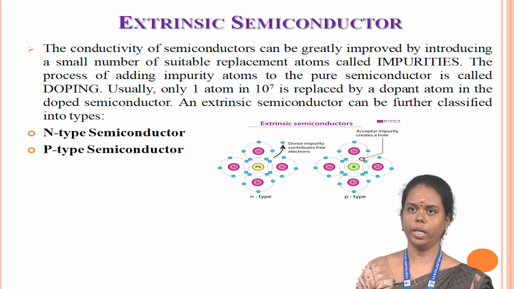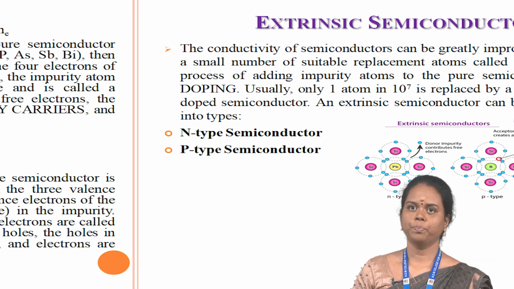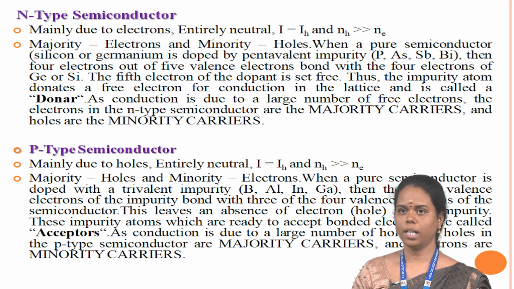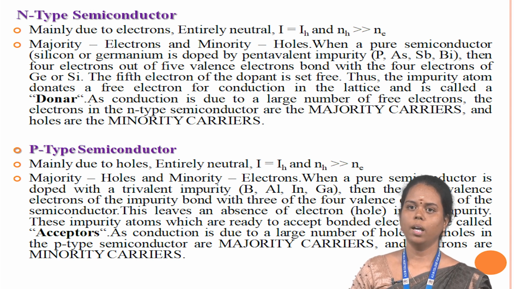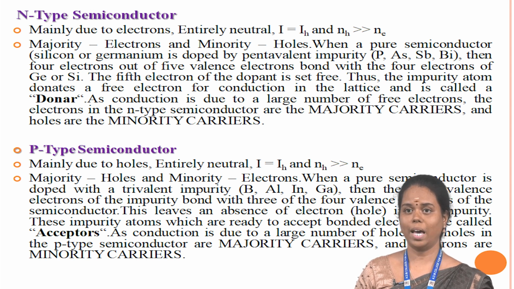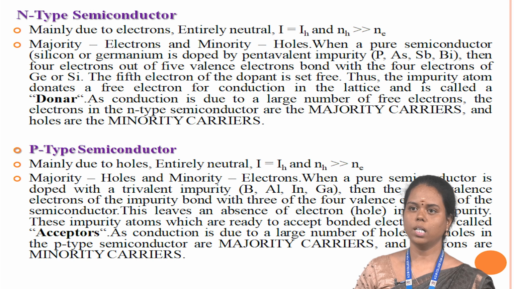The process of adding impurity atoms to a pure semiconductor is called doping. There are two types, N-type and P-type. An N-type semiconductor conducts mainly due to electrons: the majority carriers are electrons and the minority carriers are holes. When a pure semiconductor is doped with pentavalent impurities, 4 electrons out of the 5 valence electrons bond with the 4 electrons of germanium or silicon. The 5th electron of the dopant is set free.